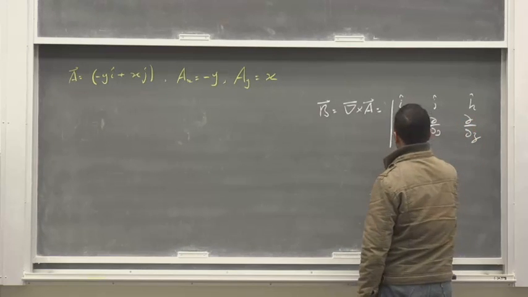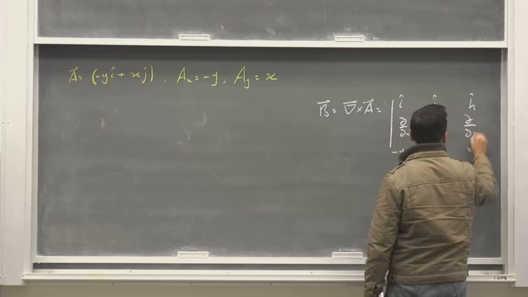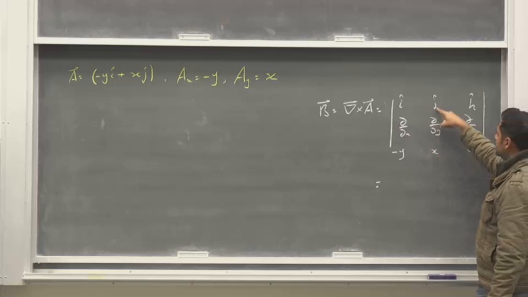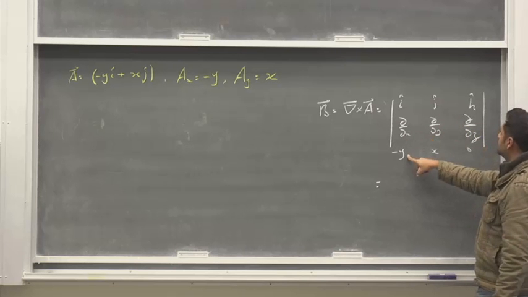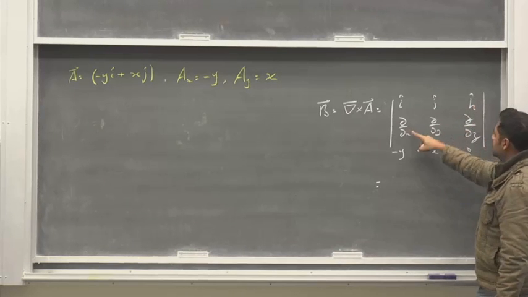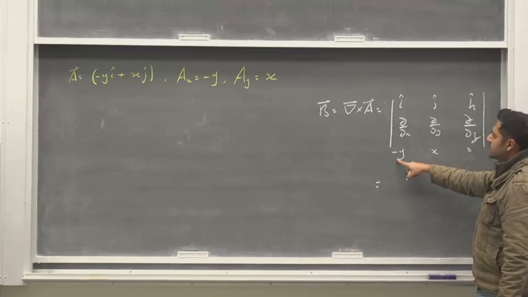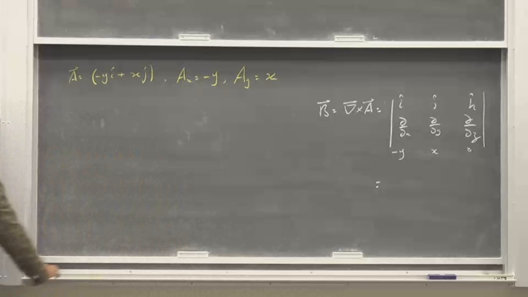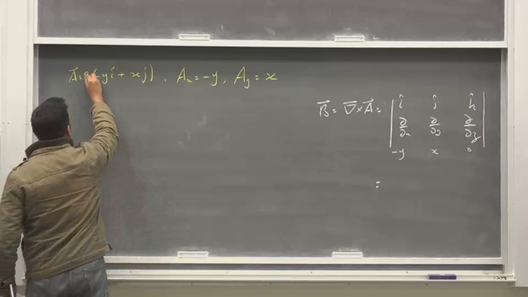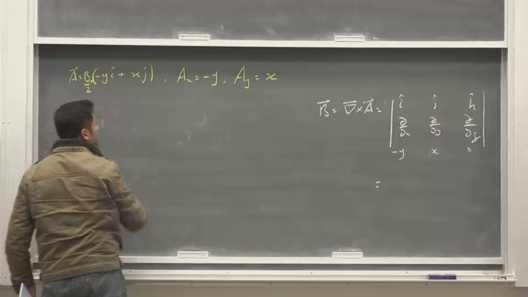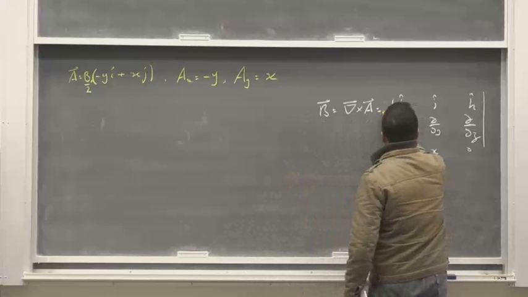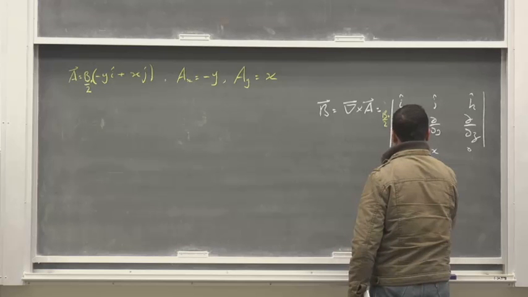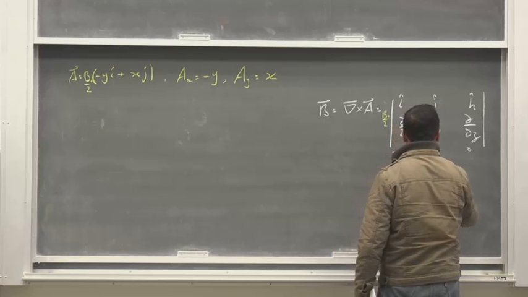So what is it, minus y is here, x is here, 0 is here. This gives you 0. The i component, the j component is again 0. Only the k component gives you 1 and plus 1. So in the end I want this strength, B0. So I can multiply this whole thing by B0 over 2. Because I get B0 over 2 into 1 plus 1.